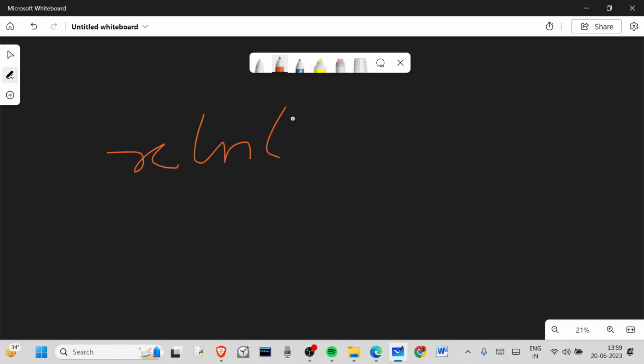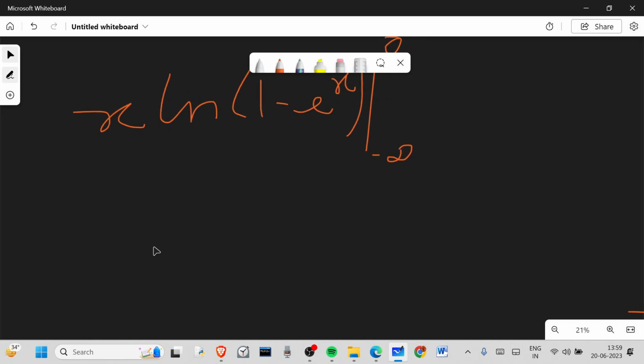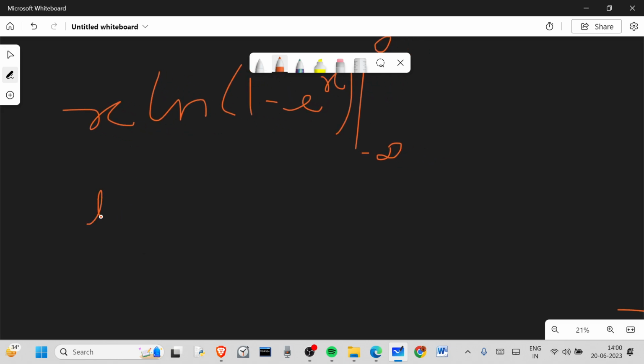x ln(1 minus e to the power x). The limits I have to put are minus infinity to 0. So putting minus infinity over here, limit x tending to minus infinity. Basically we have to solve two limits. First, limit x tending to minus infinity of ln(1 minus e to the power x) into x.